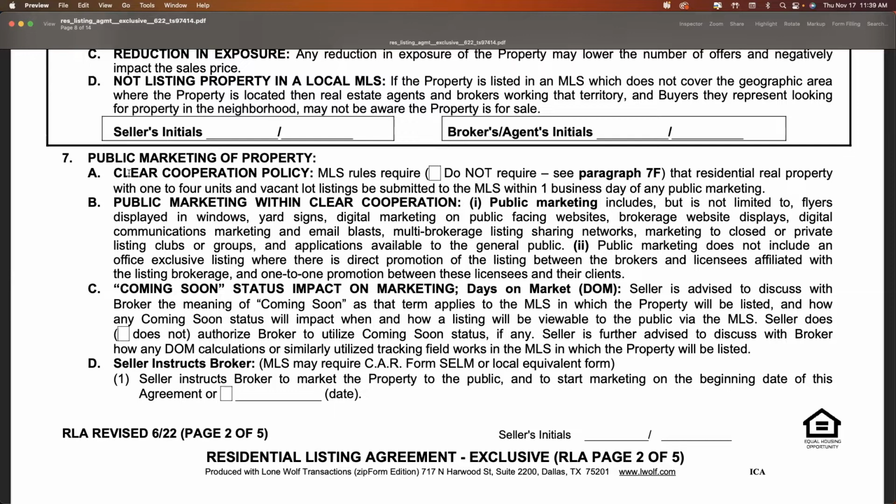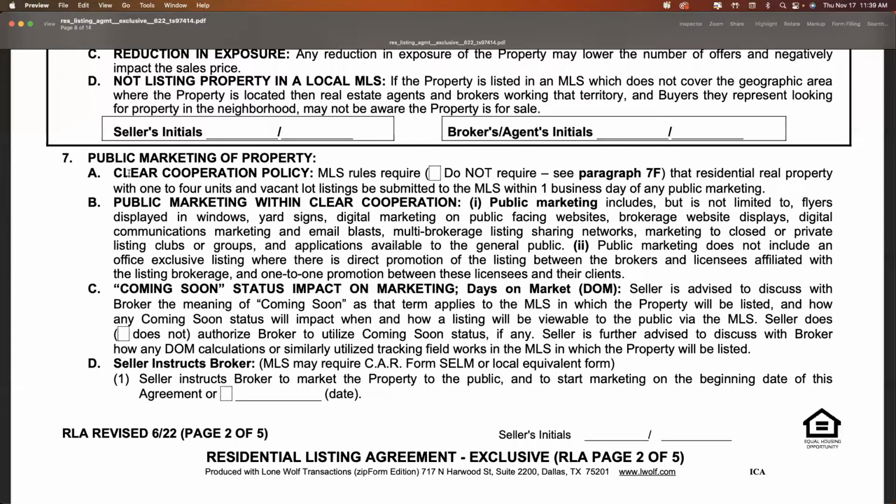Public marketing includes, but is not limited to, flyers displayed in windows, yard signs, digital marketing, public-facing websites, brokerage website displays, digital communications, marketing and email blasts, multi-brokerage listing sharing networks, marketing to closed or private listing clubs or groups, and applications available to the general public. Public marketing does not include an office-exclusive listing where there is direct promotion of the listing between the brokers and licensees affiliated with the listing brokerage, and one-to-one promotion between these licensees and their clients.